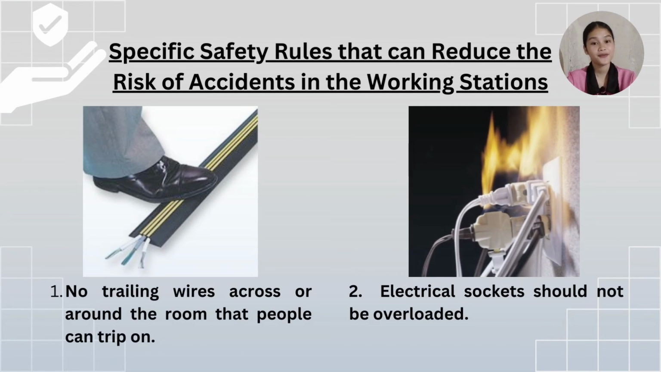More specifically, safety rules that can reduce the risk of accidents in the working stations should include: 1. No trailing wires across or around the room which people can trip on. Computer equipment is often connected to lots of cables, power, network, etc. If these cables are laying on the floor, they can cause people to trip over them. And the solution for this one is place cables inside cable ducts or under the carpet or flooring.